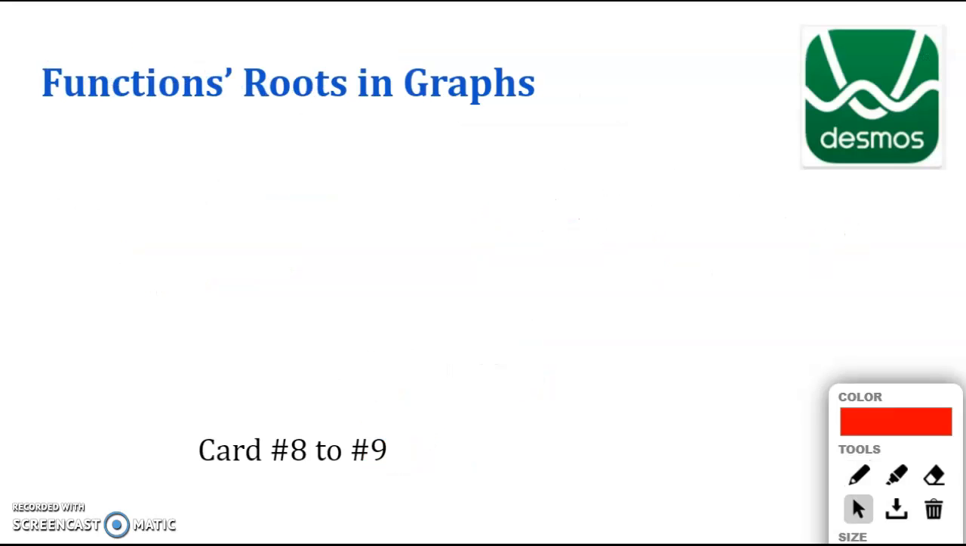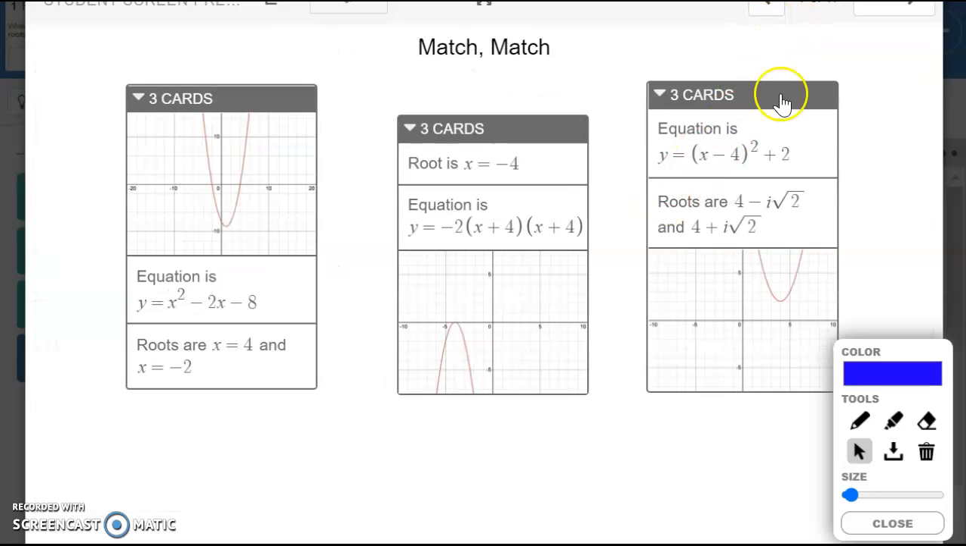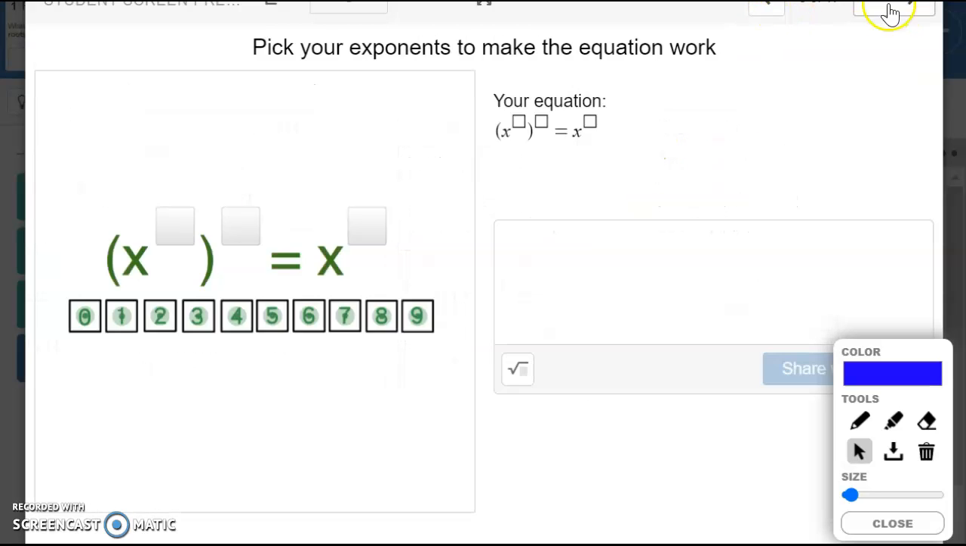So now you're going to play around with the exponent law by doing card number 8 and 9. Okay, we've skipped the card. Alright, whoops. Alright, so this is card number 8.